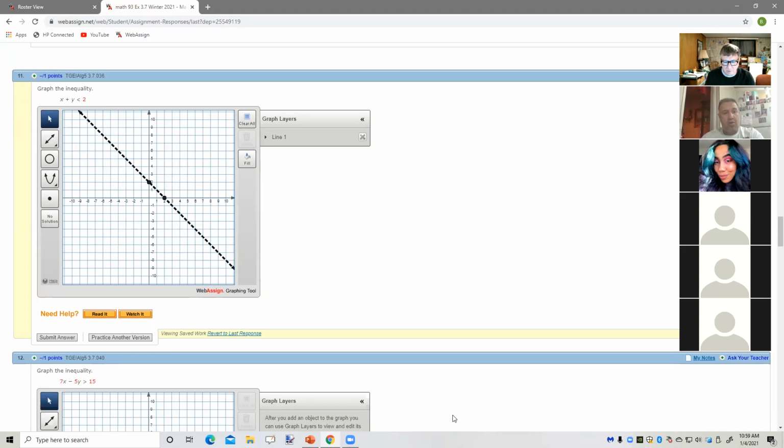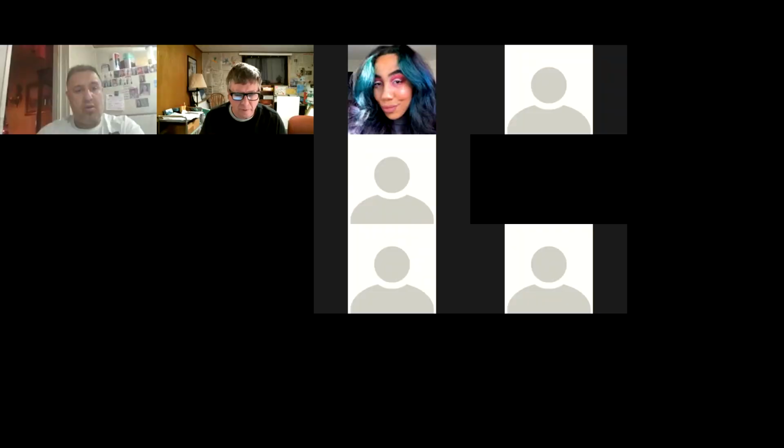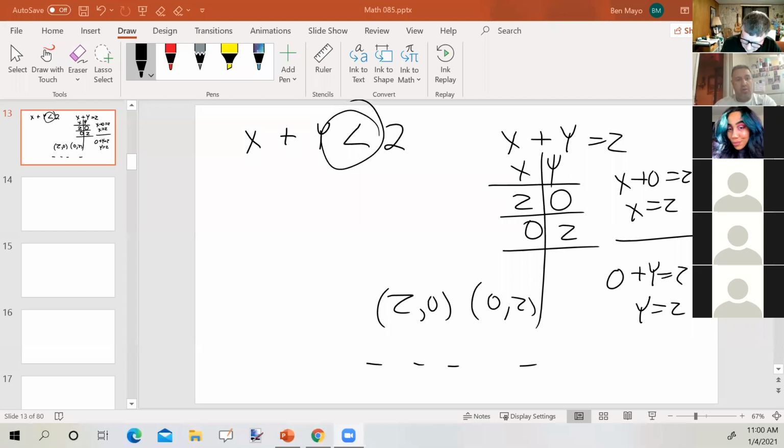So let's go back to this screen, and we need to pick a point that's not on the line. I should have done that back in the previous screen, but the origin is not on the line. If I put the origin in there, I get 0 less than 2. Is that true? Yes, it is.